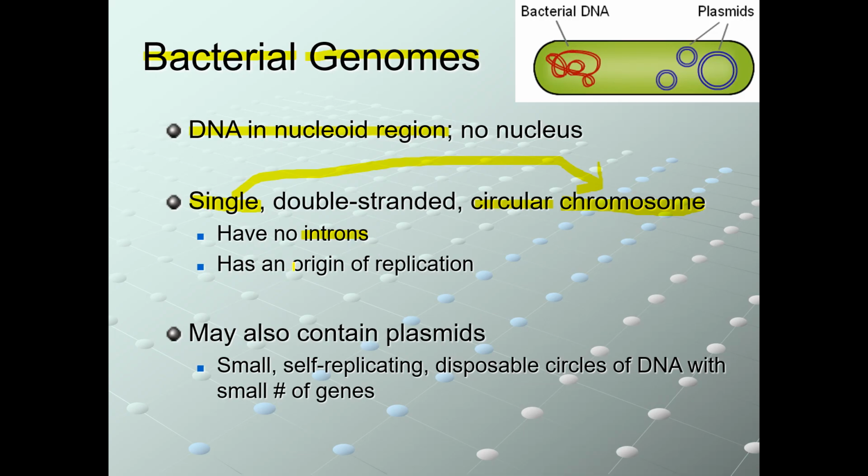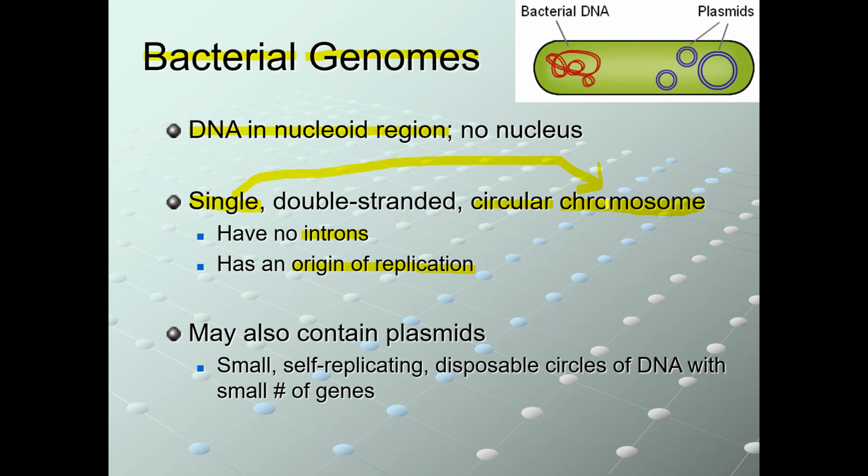Now they are going to have an origin of replication, and this is going to be important in understanding DNA technology and making recombinant DNA, because in order for that genetic material to get copied, it has to know where to start. So there's a location on that circular chromosome called an origin of replication, and we're going to see that coming up again.